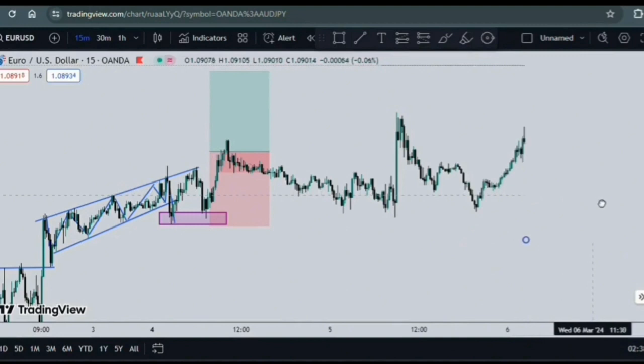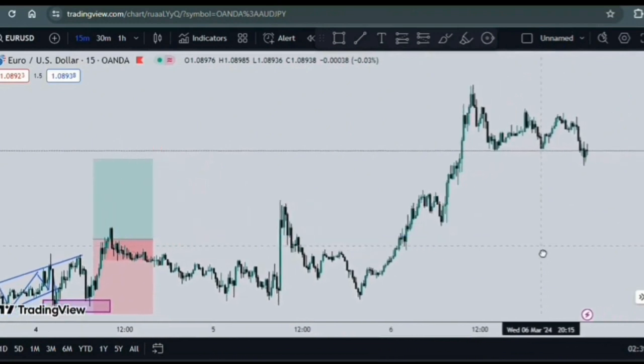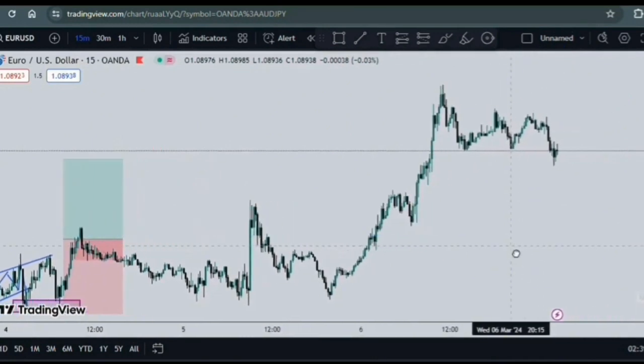So guys, price was very close to my stop loss. Then price formed a very strong rejection candle to the upside. So guys, price have hit my TP area, and also price just crossed my TP area.